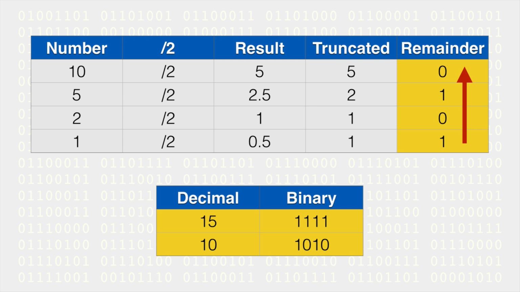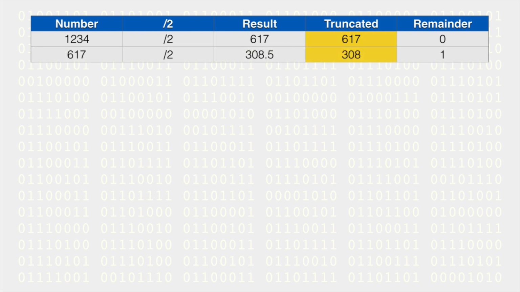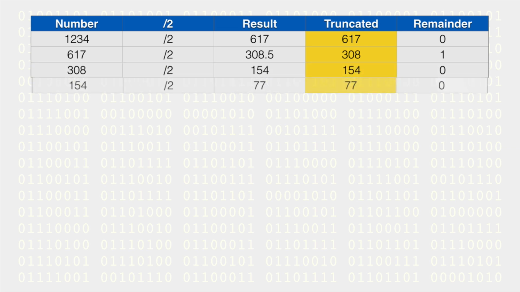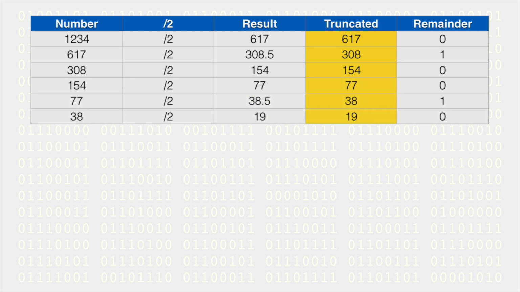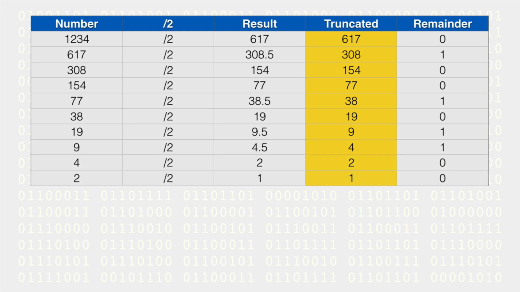You can do that with any number. Even larger numbers: if I look at the number 1234 divided by 2, the result is 617, remainder 0. Pull that 617 down, I have 308, remainder 1. 308, I end up with 154, remainder 0. We'll go down through here: 77, remainder 0, 38, remainder 1, 19, remainder 0, 9, remainder 1, 4, remainder 1. We keep going until we get to 0 in that truncated column: 2, remainder 0, 1, remainder 0, and finally 0, remainder 1.